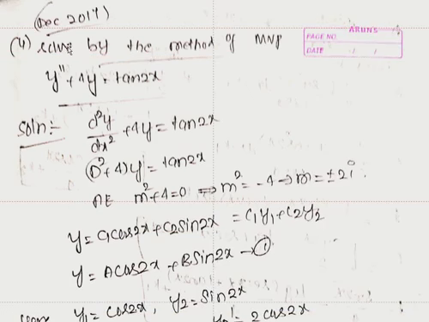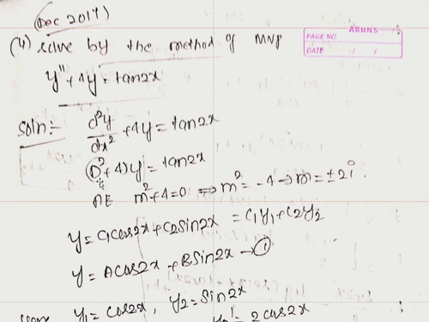Next problem. Solve by the method of variation of parameters y double dash plus 4y is equal to tan 2x. Therefore y double dash can be written as d square y divided by dx square, plus 4y is equal to tan 2x. We already know that capital D is equal to d by dx, and capital D square is equal to d square divided by dx square. Here y is the common factor, take it outside: D square plus 4, into y, is equal to tan 2x.